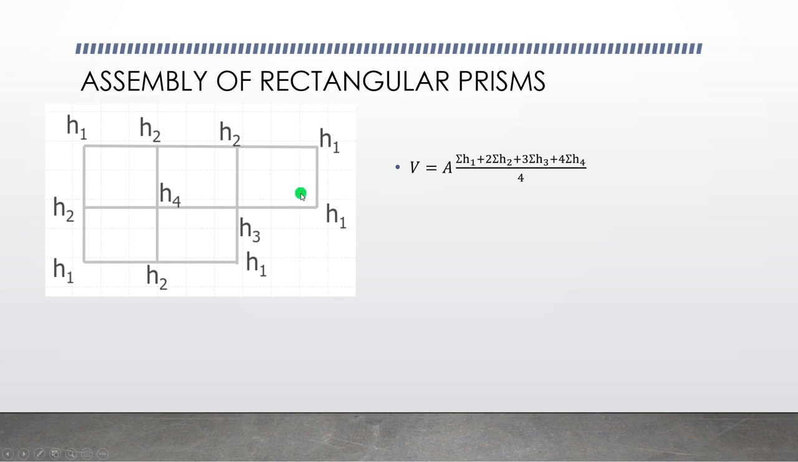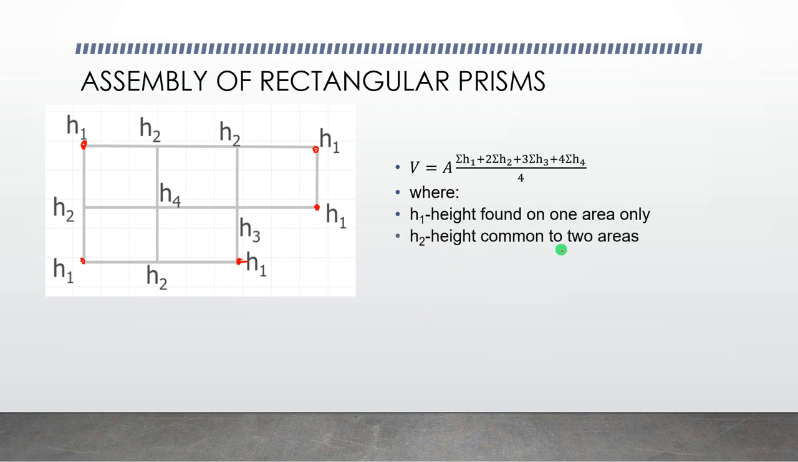So the volume is equal to area times the sum of h1, plus 2 times the sum of h2, plus 3 times the sum of h3, plus 4 times the sum of h4, divided by 4. So what are H1, H2, H3, H4? H1 is the height found in one area only. For H1, they are usually found at the corners. This is H1, H1, H1, H1. It means that that point is concerned with only one area of prism.